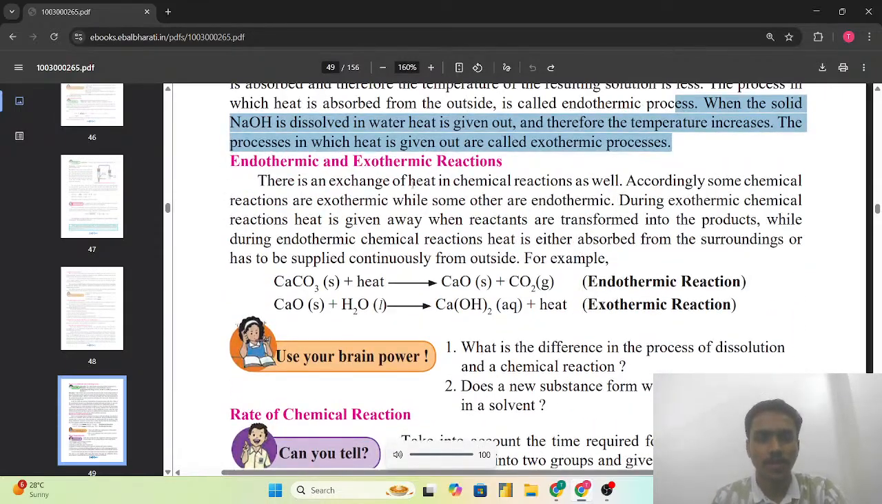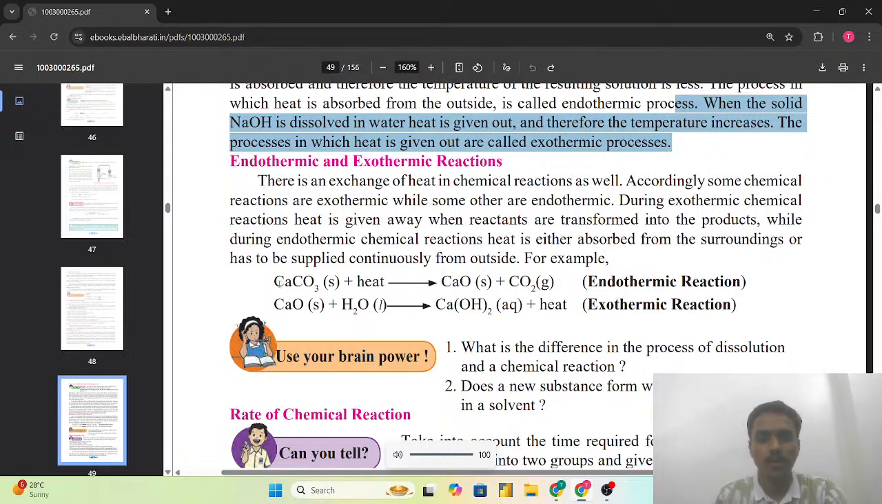Next part, endothermic and exothermic reactions. There is an exchange of heat in chemical reactions as well. Accordingly, some chemical reactions are exothermic while some are endothermic. During exothermic chemical reactions, heat is given away when reactants are transformed into products. While during endothermic chemical reactions, heat is either absorbed from the surroundings or has to be supplied continuously from the outside.